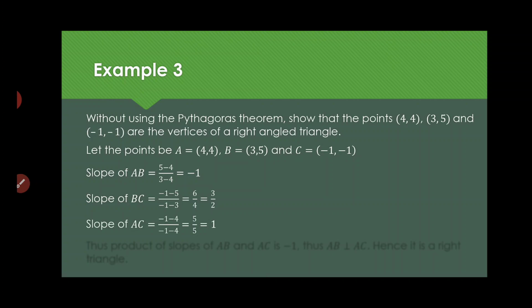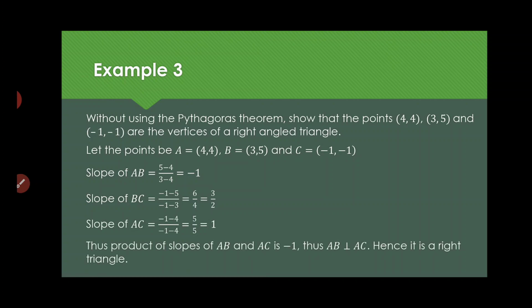So now we can see that slope of AB times slope of AC becomes -1. So the product is becoming -1, and hence the two sides AB and AC are perpendicular, and once they become perpendicular, we know that this is a right angled triangle or a right triangle.